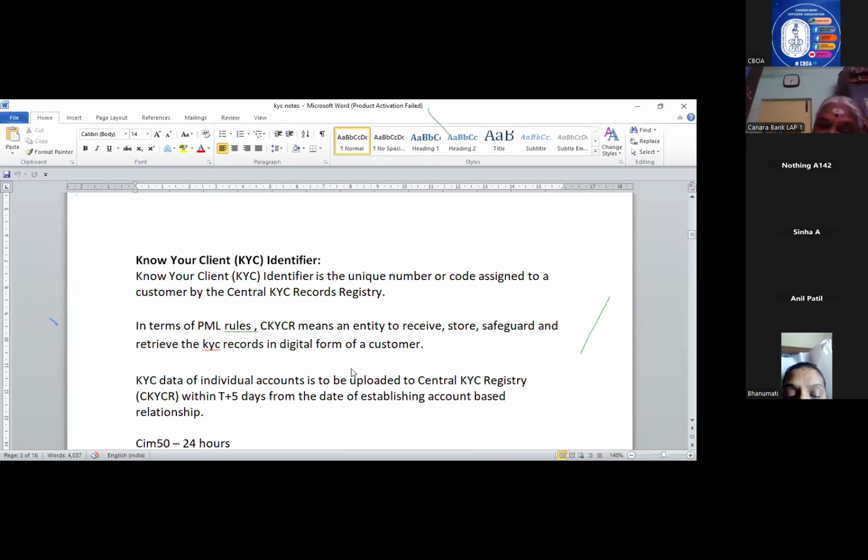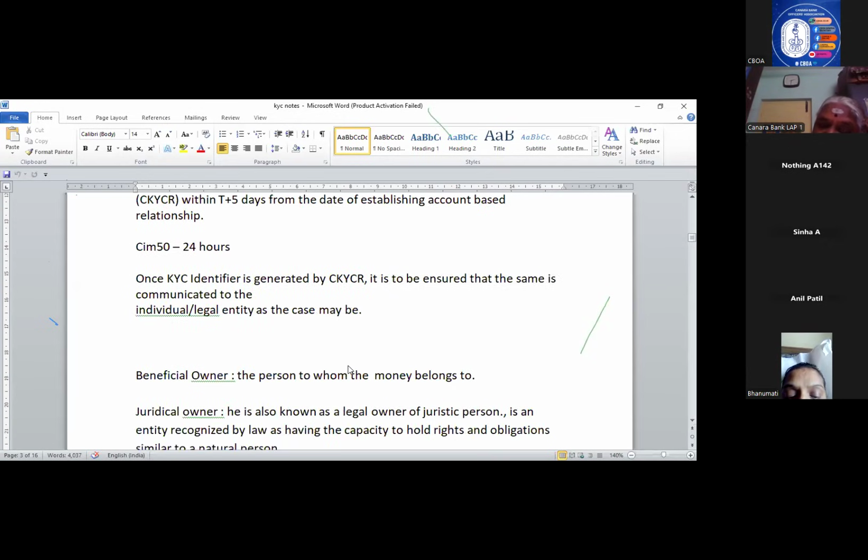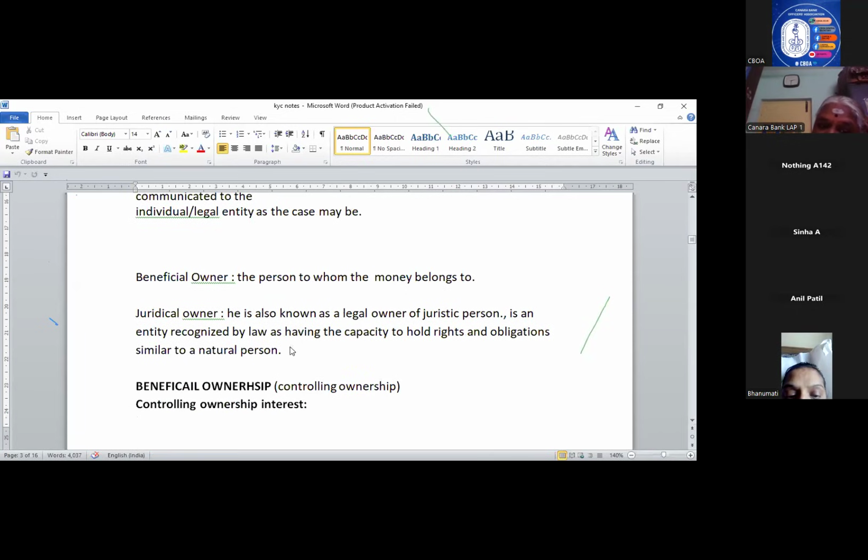And the ID will be created, and it has to be informed to the customer. Now coming to beneficial owner. This is also a concept in KYC. Whom we should call as a beneficial owner? Beneficial owner is the person who ultimately the money belongs to.